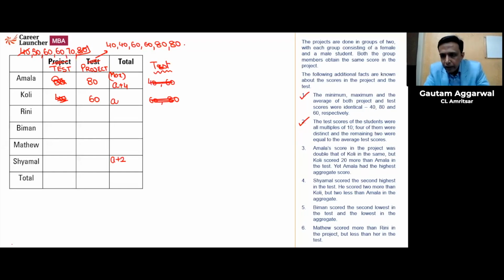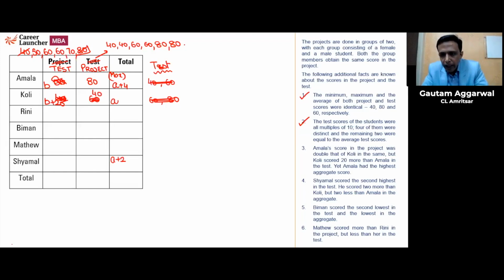Then this says, Amla score in the project was double that of Kohli in the same, but Kohli scored 20 more than Amla in the test. So Kohli का जो टेस्ट का स्कोर है वो इससे 20 ज्यादा है. So let it be this way. Fine. Again, this is double, so this has to be 40.